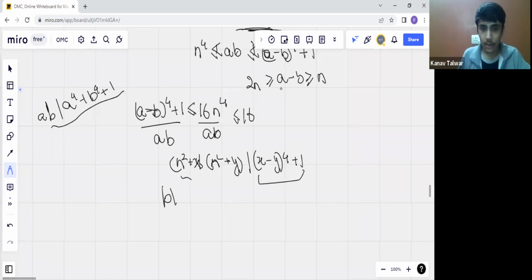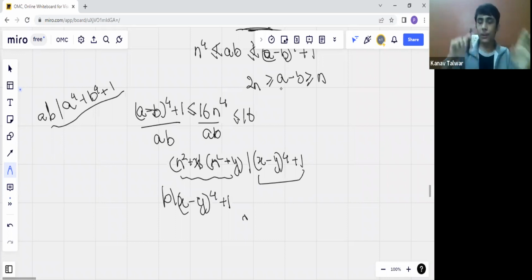So pick a prime P that divides this thing. We have that prime P divides (x minus y) to the 4 plus 1. So again, we get that the order of x minus y modulo P should be 8. Is this clear? Type yes or no in the chat. Awesome. So P's must be at least 17. So any prime that divides this quantity must be at least 17, right?